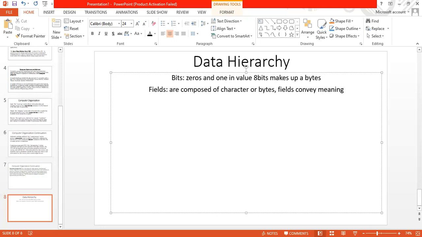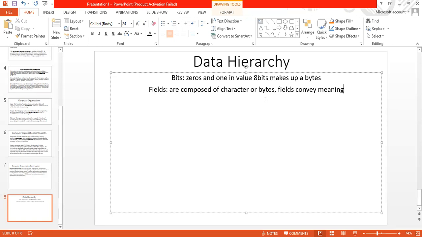Now let me break it down. What do I mean by character? A character is just representing one thing. We can say a character can be A. A is a character. It is just one, but just saying A is not giving us a meaning. What do I mean by A? But the combination of all these characters is known to be a field.